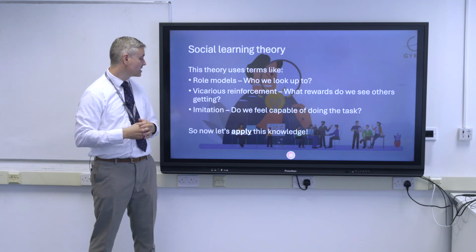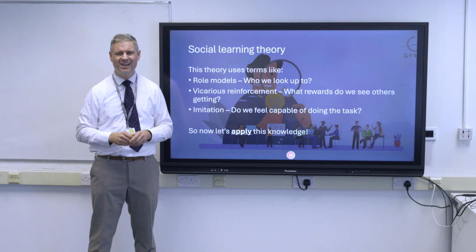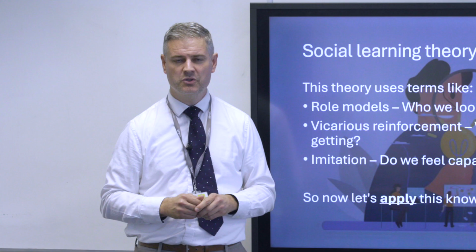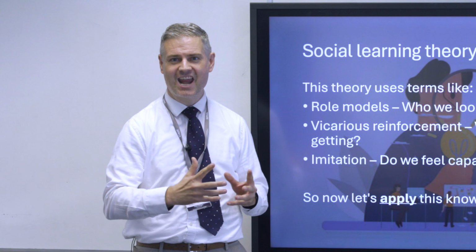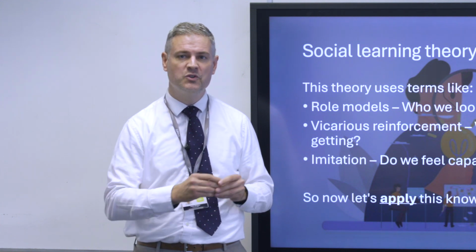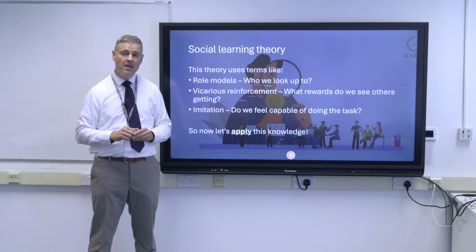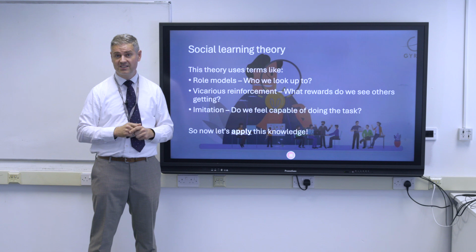And then finally, we just have a look at imitation. And imitation, we're just looking at what makes us copy certain behaviours. So that could be the motives, but I think often it's down to whether people feel that they're capable or able to do what they've observed someone do. So it's one thing to see somebody getting vicariously reinforced for something, and it's another thing to feel capable of doing that same behaviour. And so that's one of the aspects that we have in there. So that's the knowledge, that's our theory.